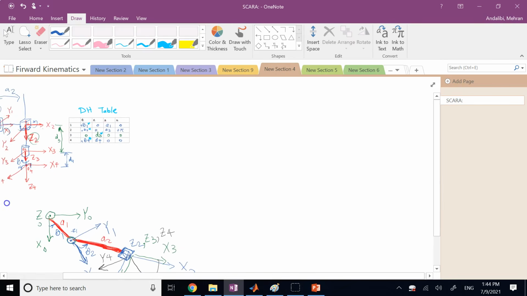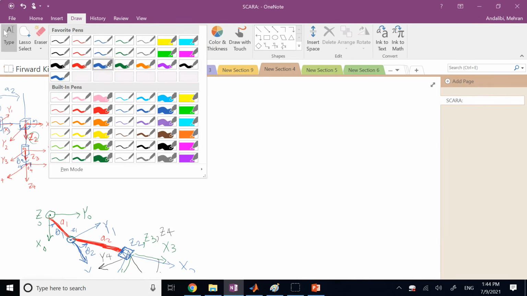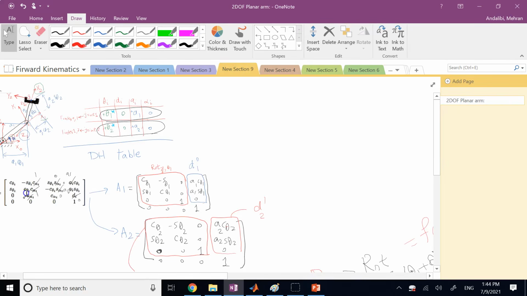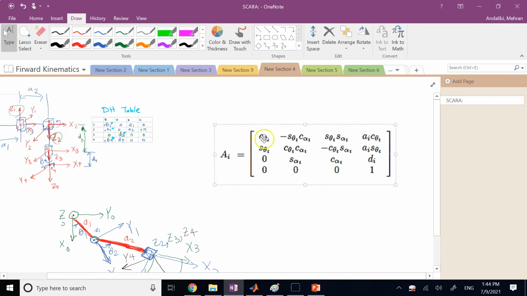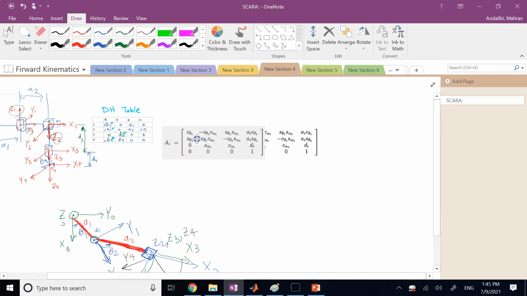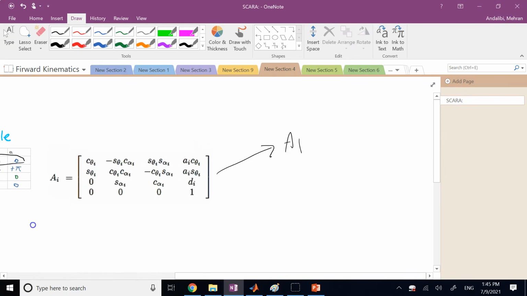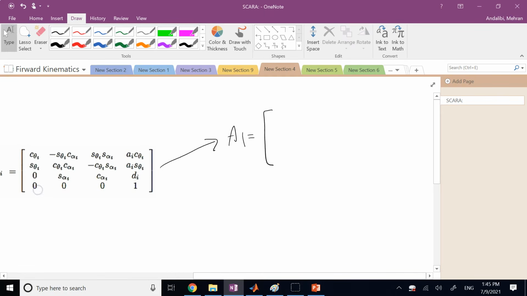Right? So now that I got my DH table, it is time to go and form my A matrices. So again, I go back to this definition of the A matrices, and then I go row by row, apply them, and I will get my A matrices. Okay, so first I go over the first row, plug them in, and I will get my A1 matrix, which is going to be C1, negative S1, 0, A1 C1, then S1, C1, 0, A1 S1, and then 0, 0, 1, 0, 0, 0, 0, 1. So that comes from the first row.